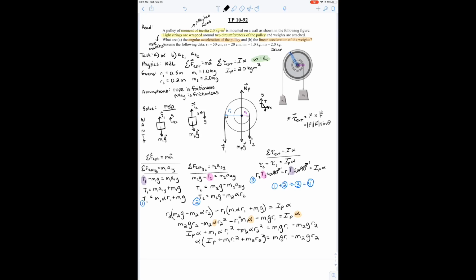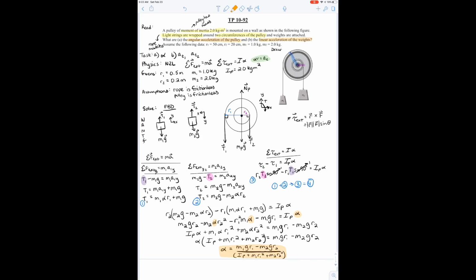All right, and now I can do one final step where the angular acceleration is equal to mass 1 times acceleration due to gravity r1 minus mass 2 acceleration due to gravity r2, all that divided by the rotational inertia of the pulley plus m1 r1 squared plus m2 r2 squared. Phew! We made it, physics fans. We created an algebraic expression for angular acceleration of the pulley.